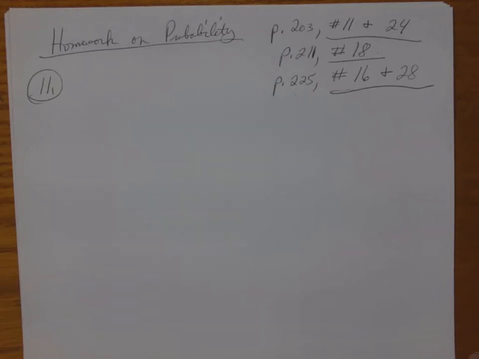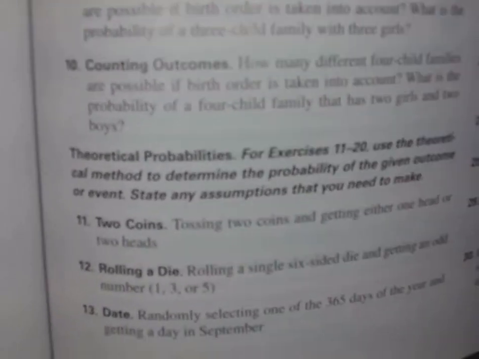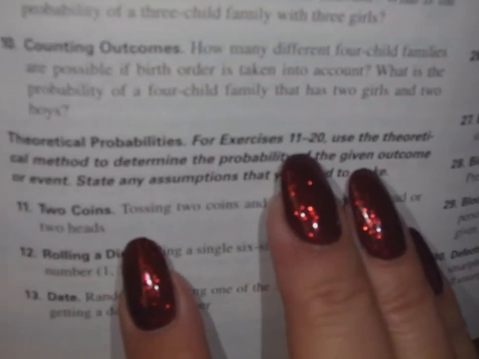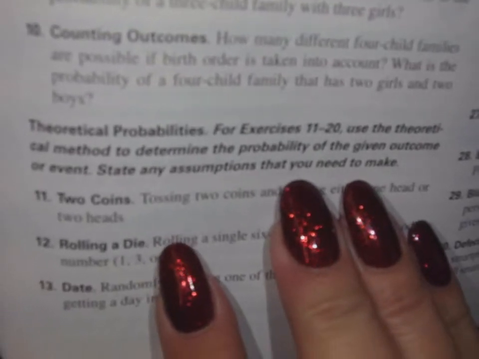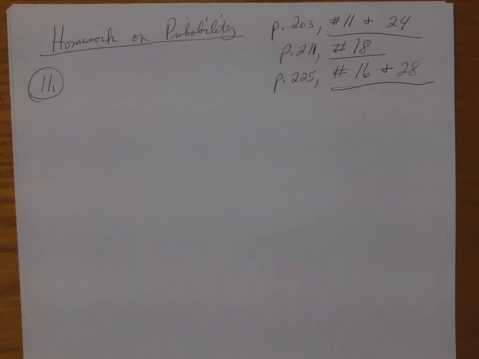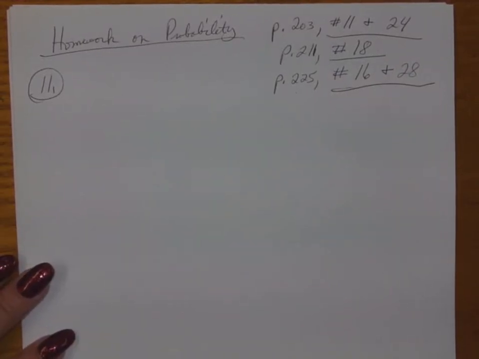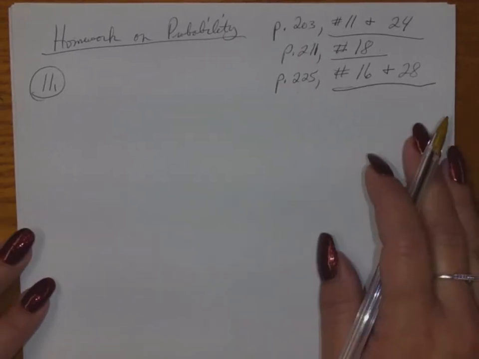So here goes. All right, number 11 on page 203 in my book says 2 coins. Before that, the directions say, and you always have to read these directions in this book, it's a little bit tricky sometimes. So for example, exercises 11 through 20, use the theoretical method to determine the probability of the given outcome or event. State any assumptions that you need to make. So we're just going to do the math, basically. When they say to use the theoretical probability, that means do the math. If they said use the experimental probability, that would mean go out and actually do whatever it is.